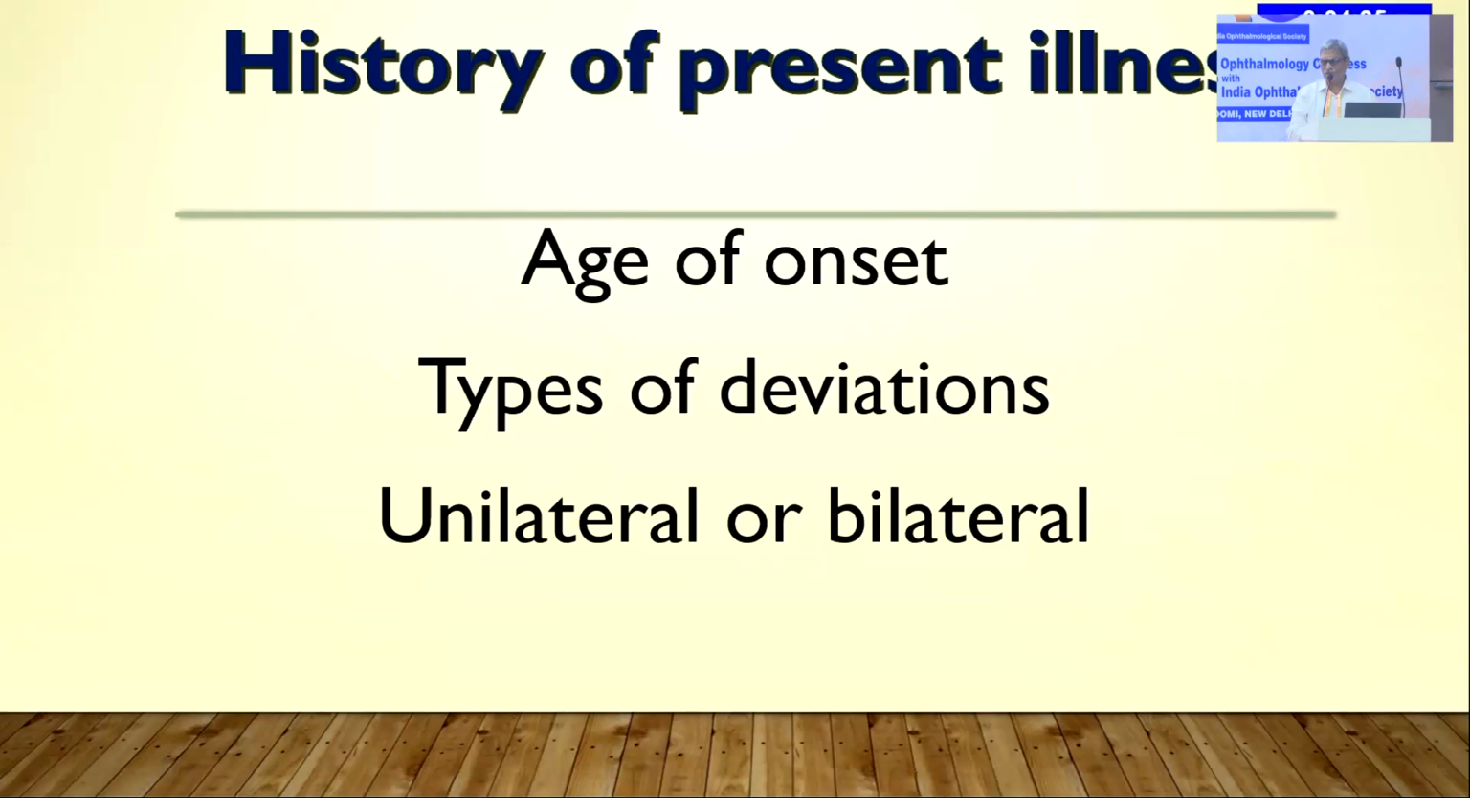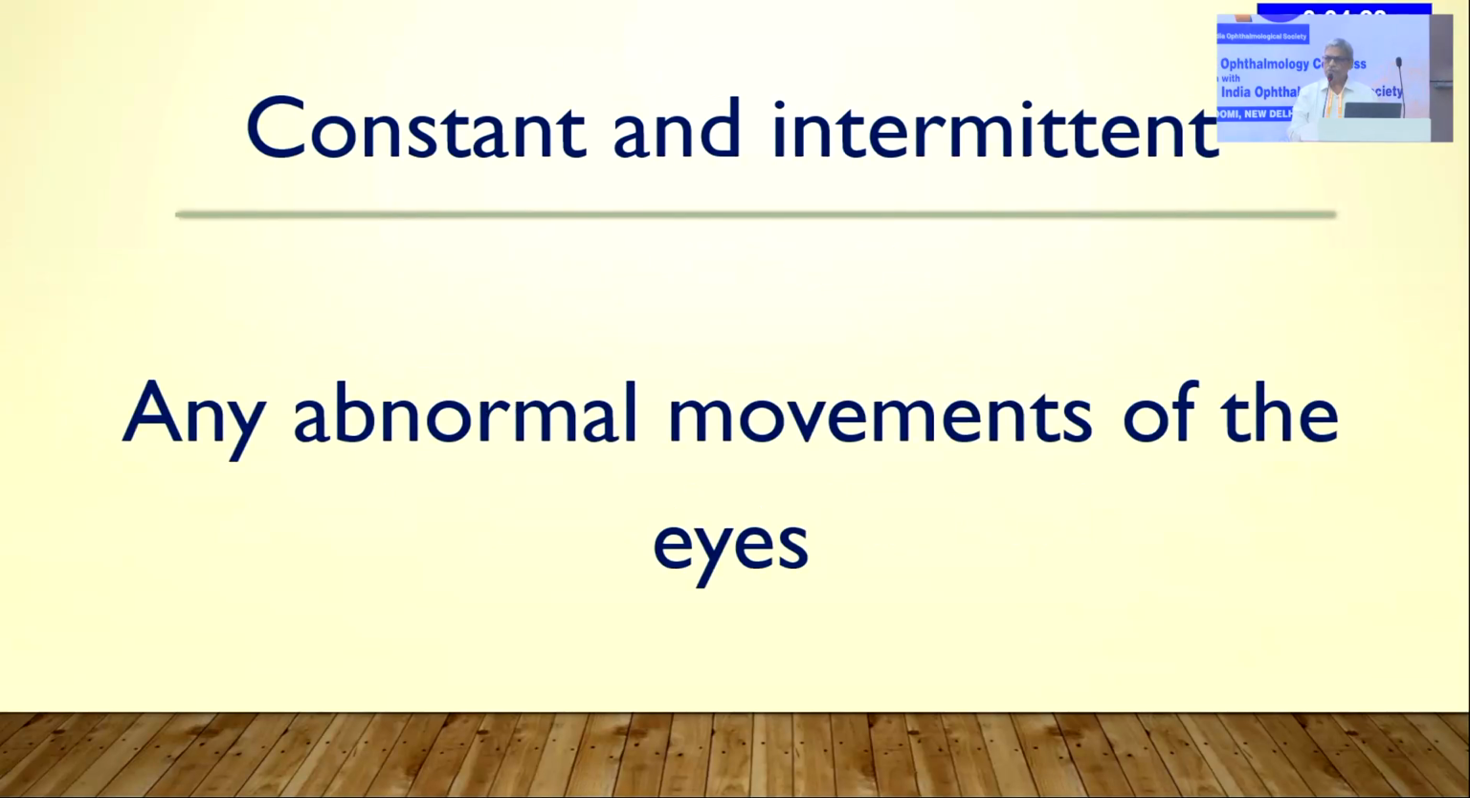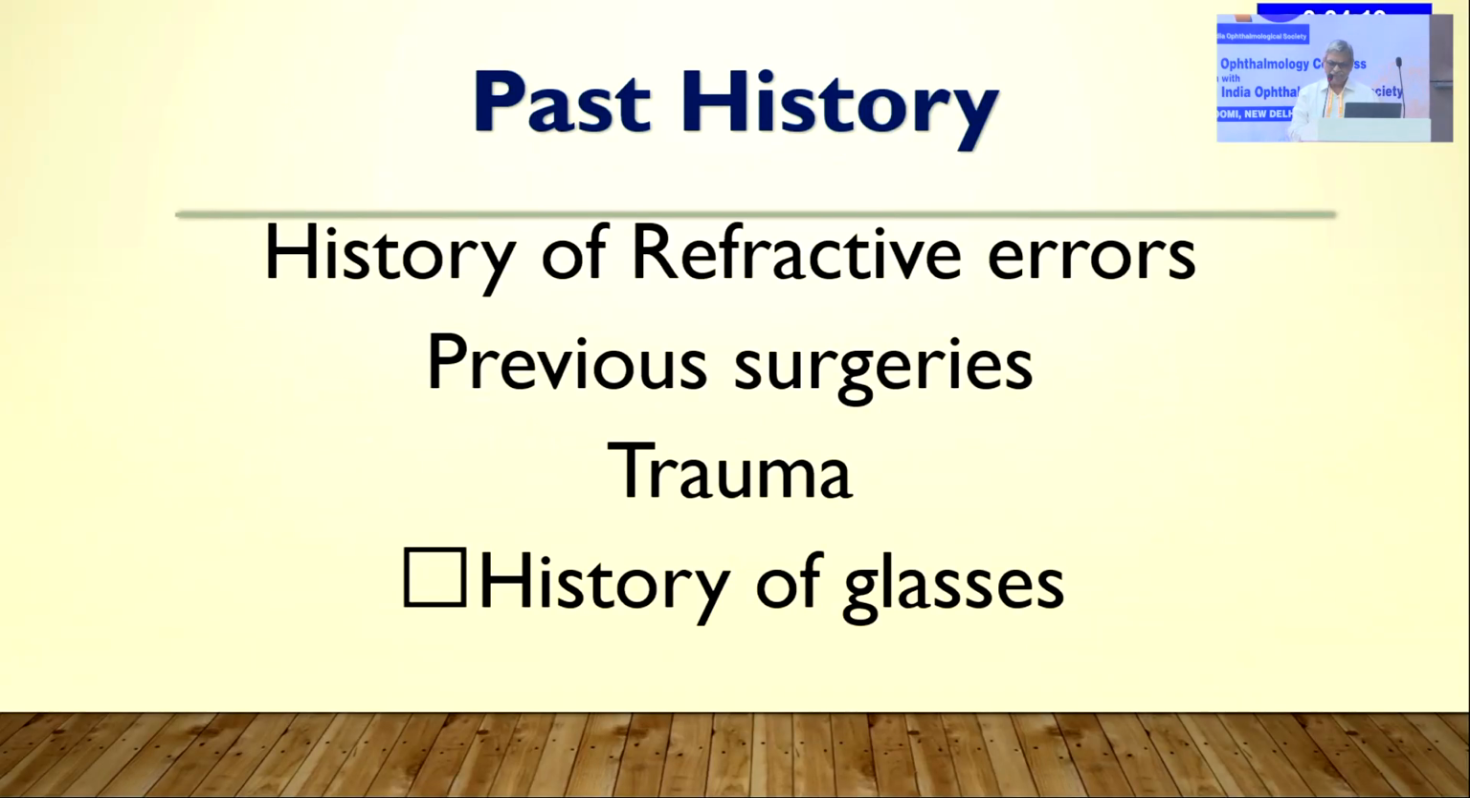Evolution, age of onset, of course, birth problem is there. All these things, you got infantile esotropias are there. So many problems are there. Is it constant or intermittent? Sometimes it can come and go. That's what we call intermittent squint. Like that you can just see the patient and tell. That's all. You ask the histories. Past history, classically refractive errors. The patient might be having glasses and all.